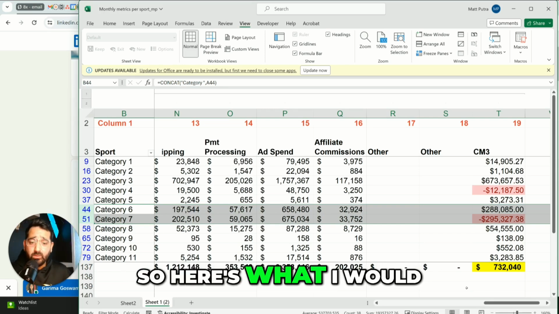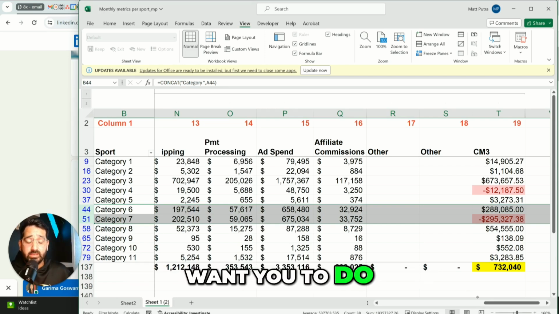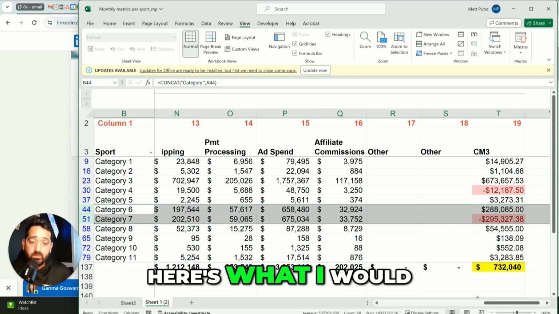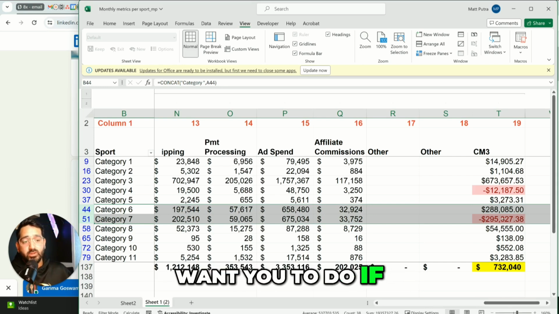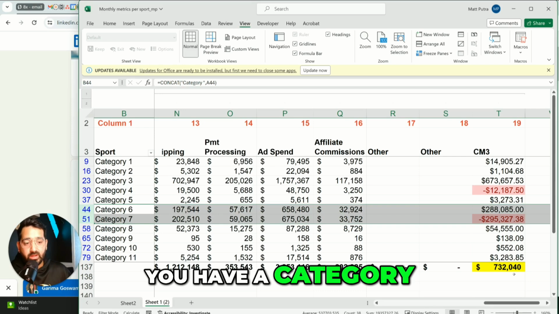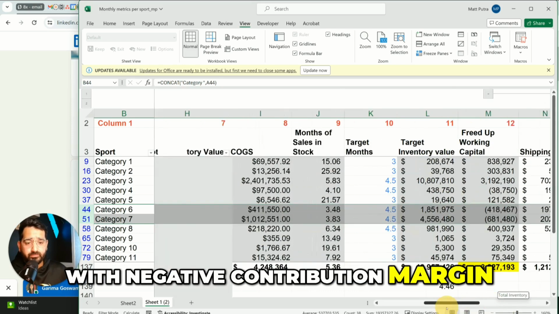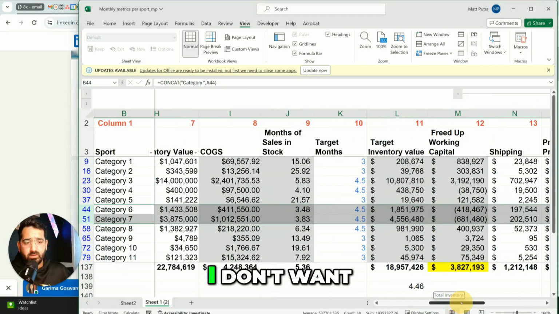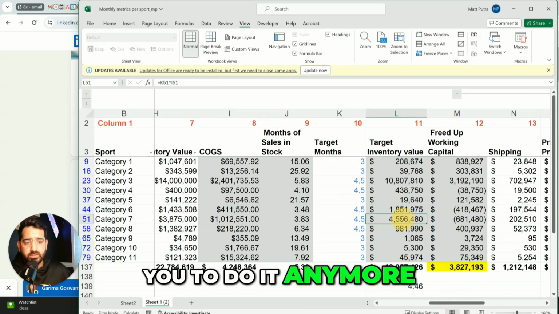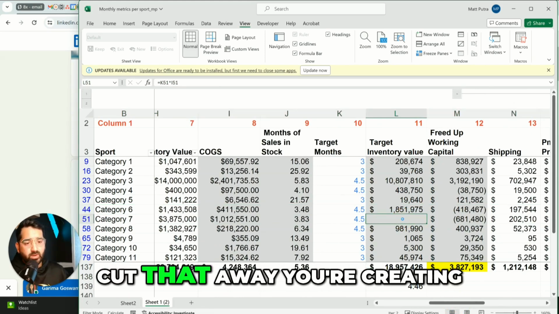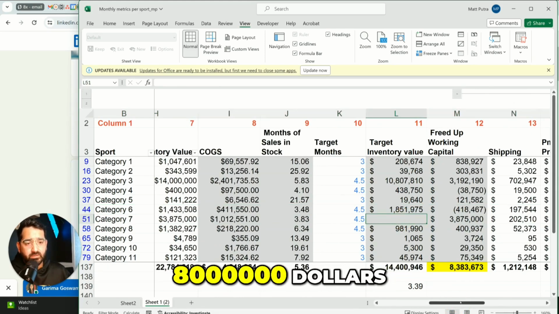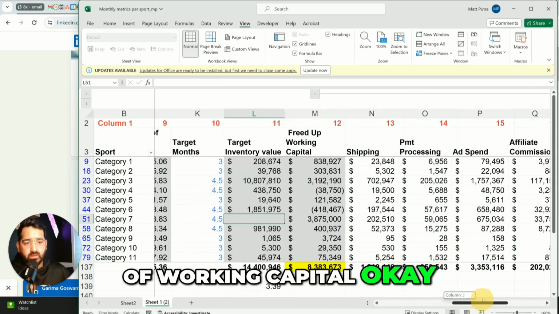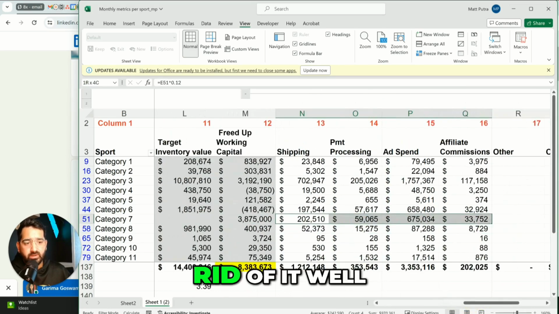So here's what I would want you to do as a 9-figure CFO myself. Here's what I would want you to do if you have a category with negative contribution margin. I want you to come in here and cut this from your business completely. I don't want you to do it anymore. So here we go. We're going to cut that away. You're creating $8 million in working capital. Okay, and then I want you to get rid of it.